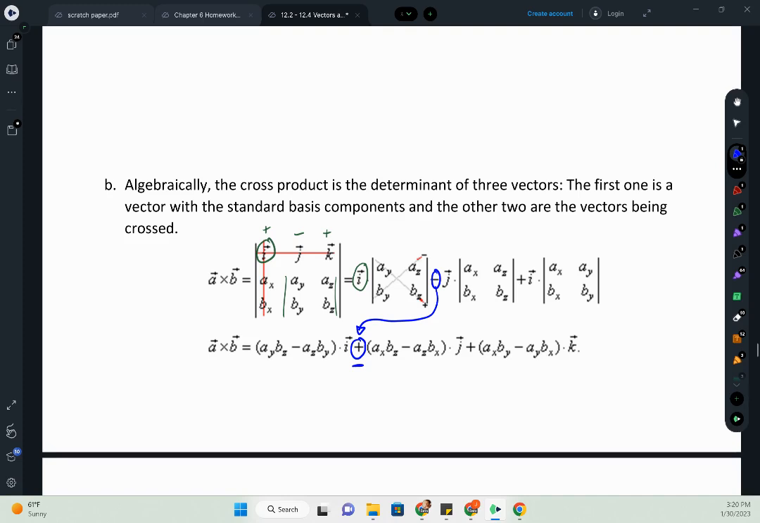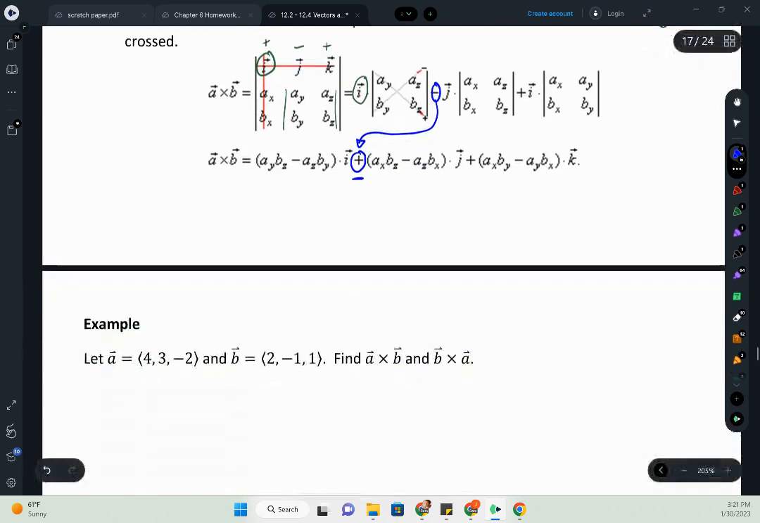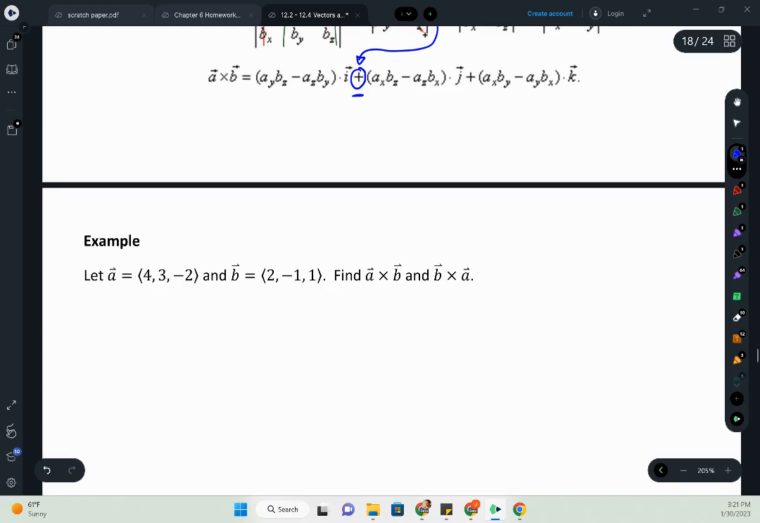Okay, now what ends up happening is that we end up with a determinant value on those 2 by 2s, and that's going to be a number. So you'll have a number times I hat, a number times J hat, and a number times K hat, which is just a vector. So let's see how we can do this. In this next problem, I'm asking you to calculate A cross B and B cross A. So I'm going to set everything up. I have my I hat, my J hat, my K hat. I have 4, 3, -2, 2, -1, 1.